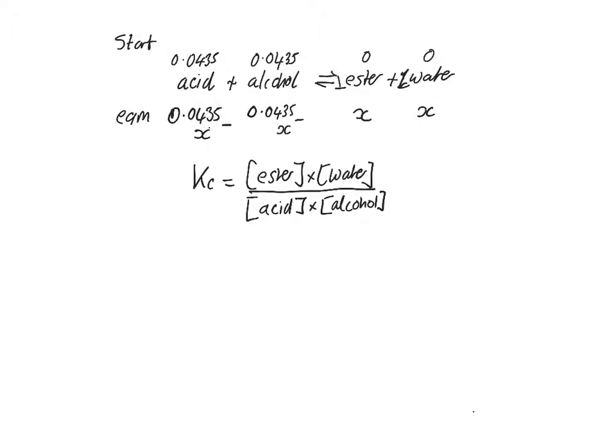moles to concentration. So if we now simply put in the values that we've been given, Kc we have been told is 4.07. The concentration of the ester and the water are the same, which is X squared. The concentration of the acid at equilibrium is 0.0435 minus X. And since that's the same as the concentration of alcohol, we can also square that. All that you now need to do is to rearrange the equation to get X.